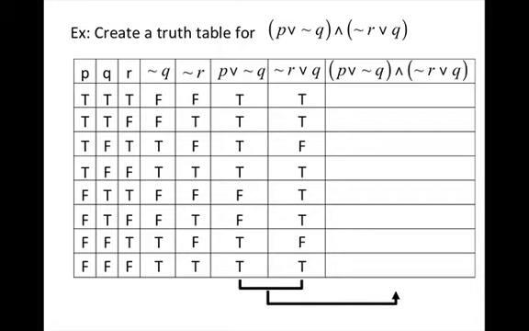Then finally, I'm looking at my AND. So I'm comparing P or not Q with the column for not R or Q. AND is only true when these are both true. These were both true in rows 1, 2, 4, and 8. So rows 1, 2, 4, and 8 in my final column are true. The AND is false everywhere else, so fill in your falses.